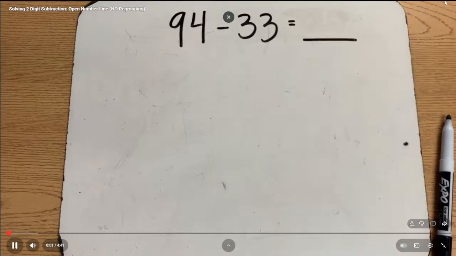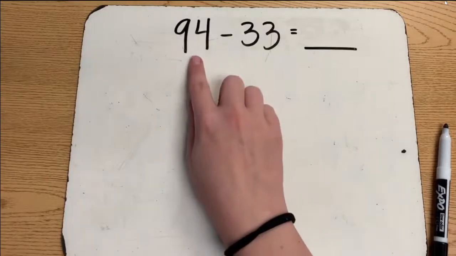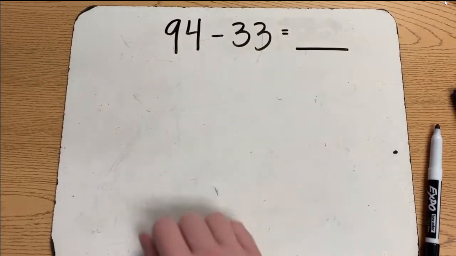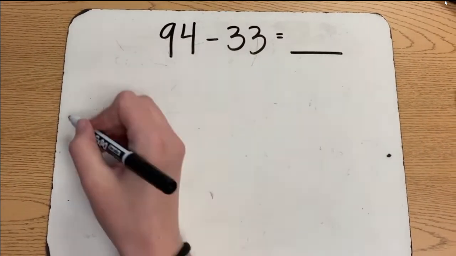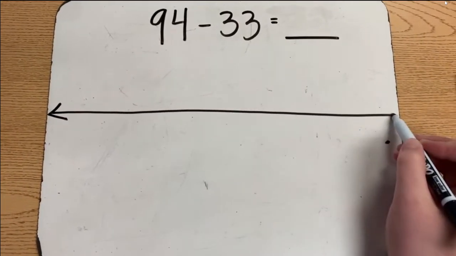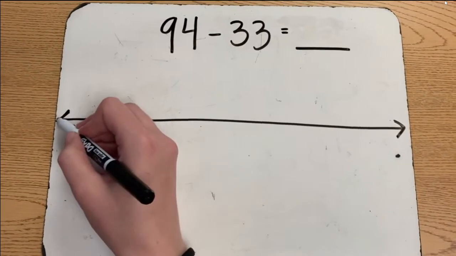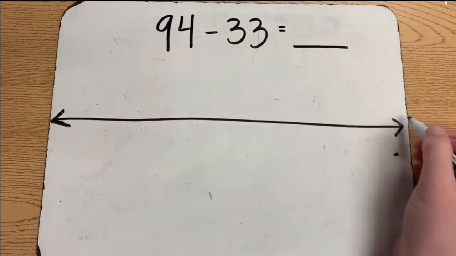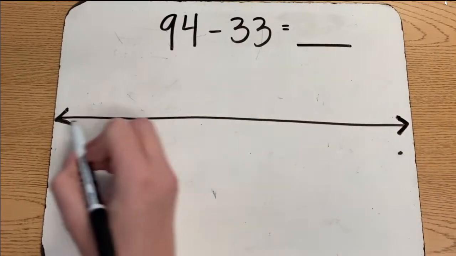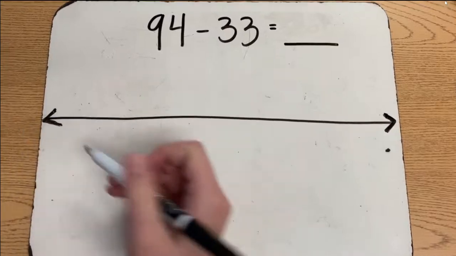Hey boys and girls, it's Miss Brogan. I'm here to show you another strategy for solving two-digit minus two-digit subtraction problems. This strategy that we are going to be looking at is our open number line, okay? We draw our open number line by drawing our little sideways carrots on the sides and then doing your best to draw a straight line across connecting the two, okay?